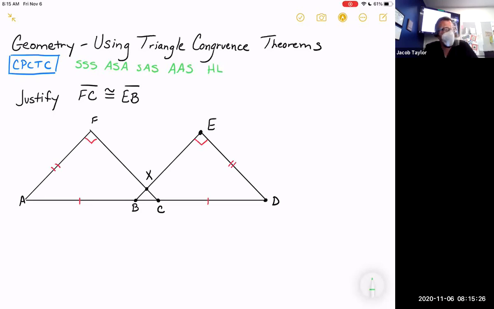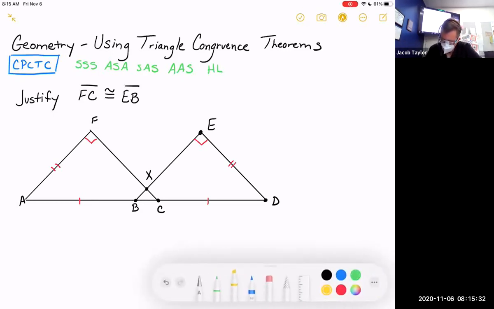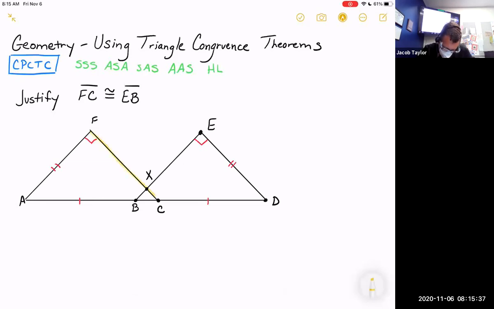And so a lot of the questions are going to look like this. It's going to say, can you justify that one piece is congruent to another piece? So FC and EB are these two pieces. Here's FC going all the way across, and here's EB. Can we prove that those two pieces are congruent? Yeah, probably. But using which one of our theorems?